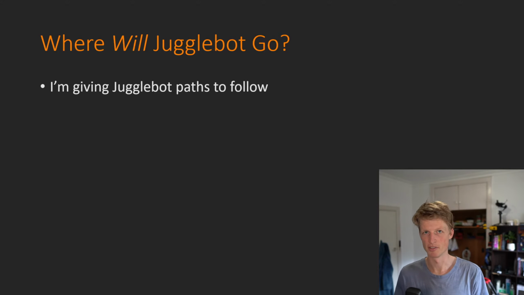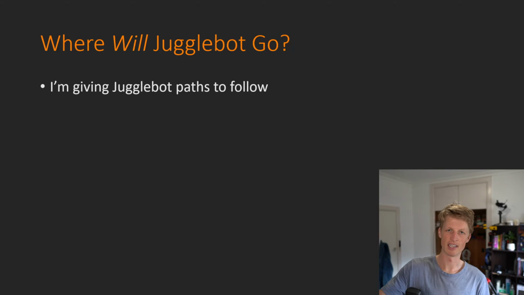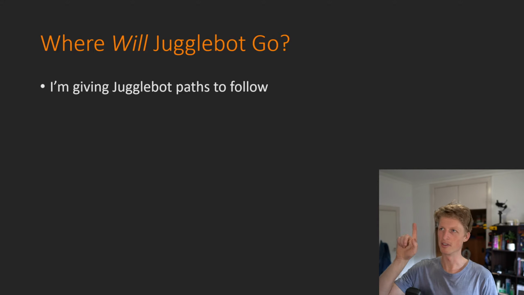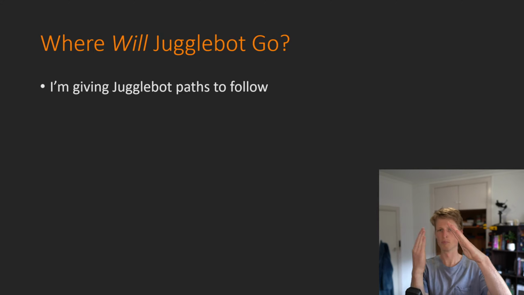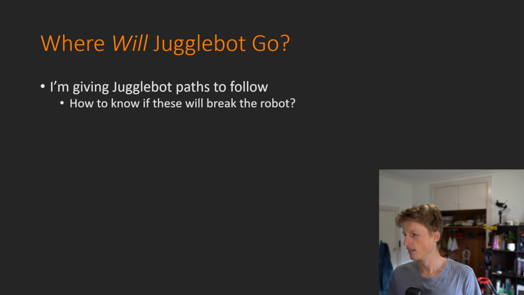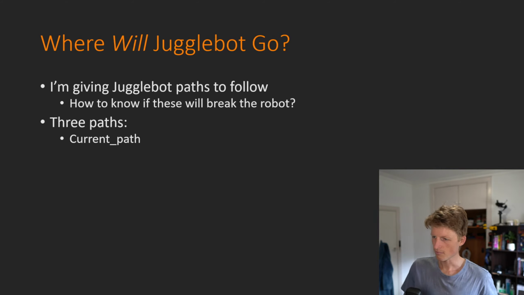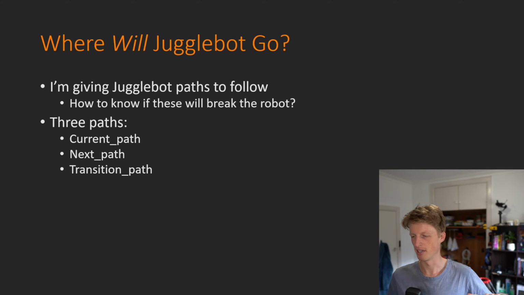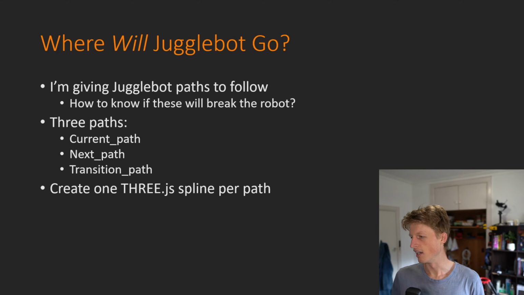So I'm giving Jugglebot paths to follow. And right now, same as last week, the only path that's actually easily accessible, let's say, is that cone one, where it kind of works its way around a cone. And I need to know if these paths will ever break the robot. The way that I've currently set things up, there are 3 paths. There's the current path, the next path, and the transition path that takes us from the current to the next.